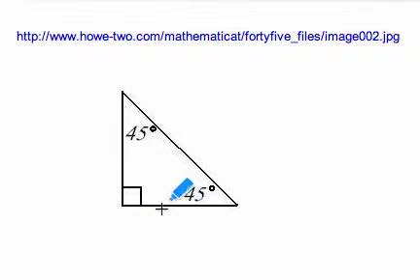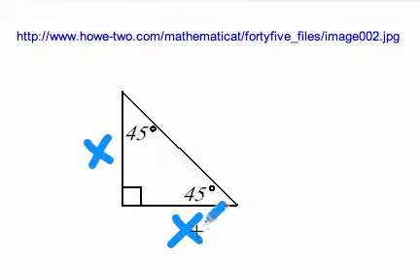Now, this is an isosceles triangle, which means that because the two angles are the same, 45-45, these two sides are the same. Because of that, we can use the same variable to talk about both of them. So let's call it x. X and x.